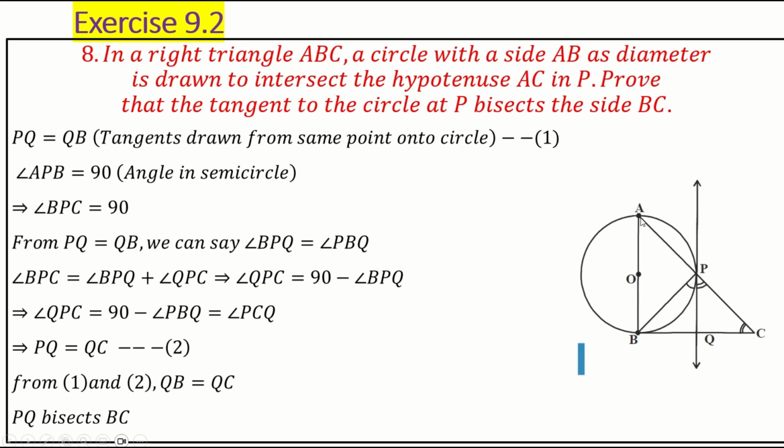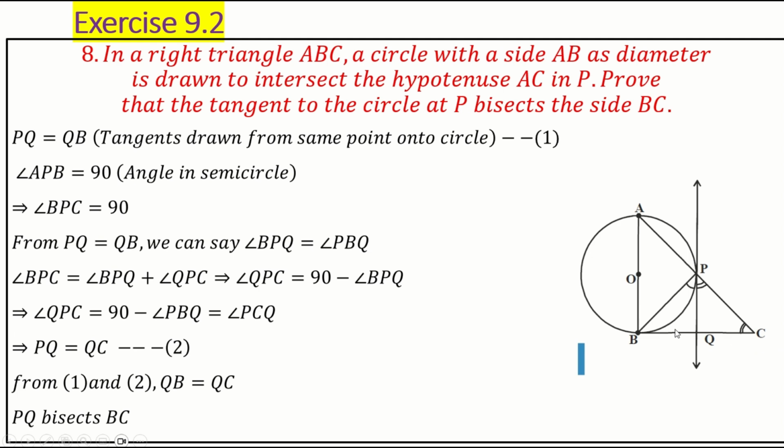Okay, and there is a circle drawn with O as center, which is the midpoint of AB. AB is the diameter of this circle. It intersects AC at P, and there is a tangent drawn at P. Now the question is PQ bisects BC. That means BQ equal to QC. This is what you have to prove.